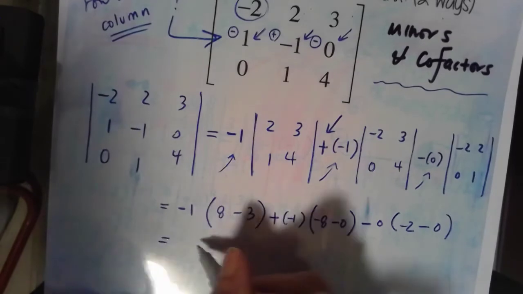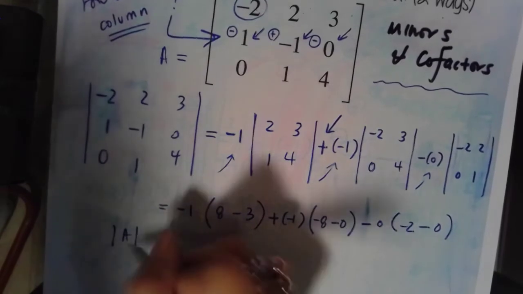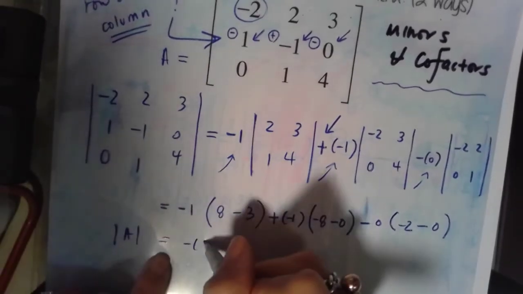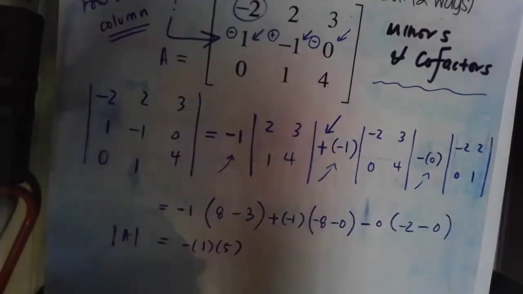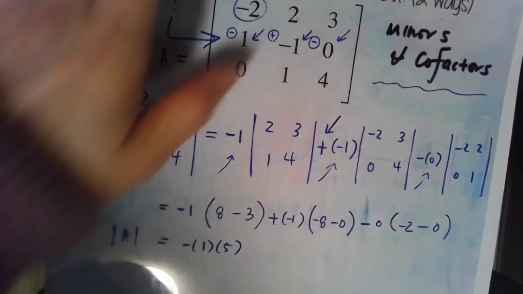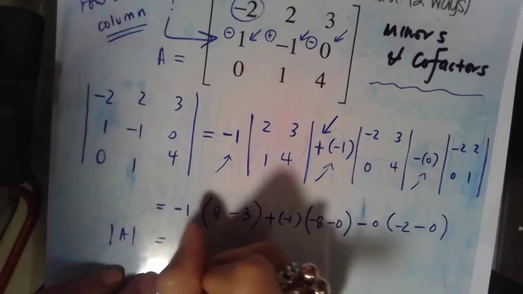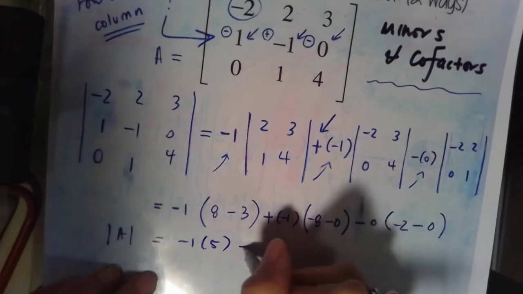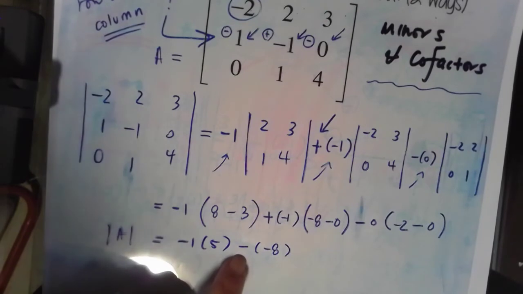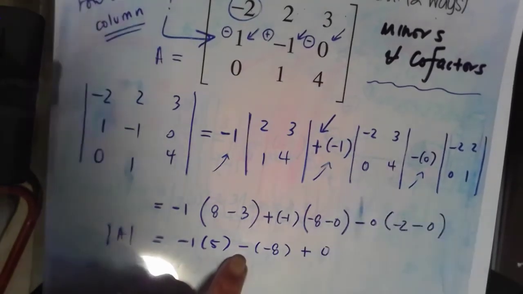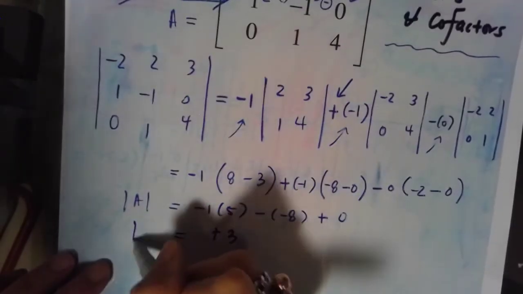So let's calculate further. The determinant of this matrix, let's call this guy A. So determinant of A is going to be negative 1 times 5. You can just calculate. You don't have to show me all this work. Actually, let's not show the work because I think it's going to confuse you even more. So I'm going to erase this. It's negative 1 times 5 minus negative 8, right? Minus a negative 8, correct? And it's minus or plus 0, okay? And what do you get? You actually end up with a positive 3 as the determinant of A.